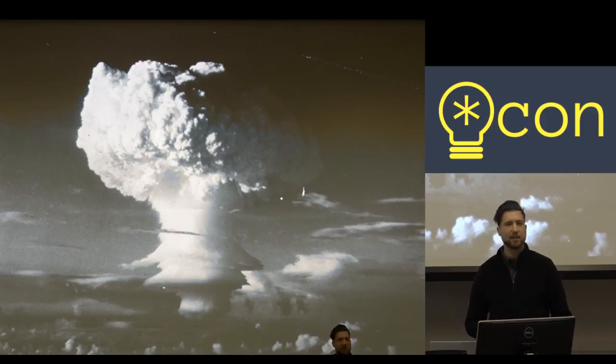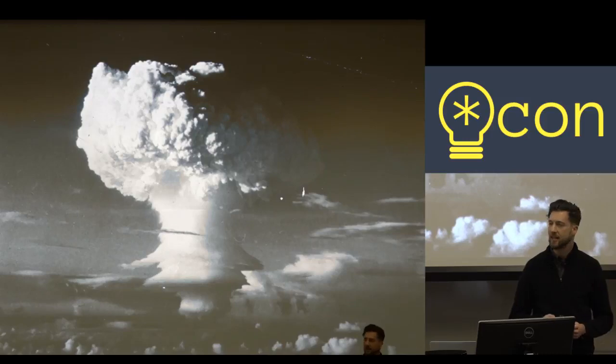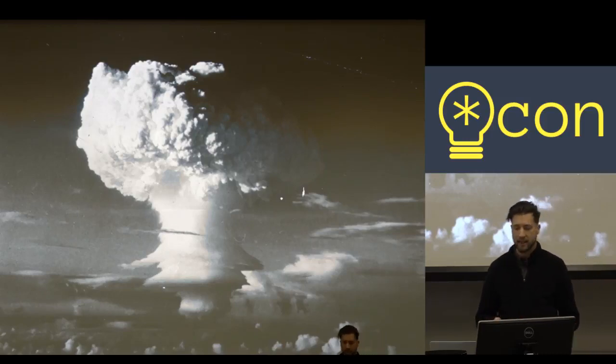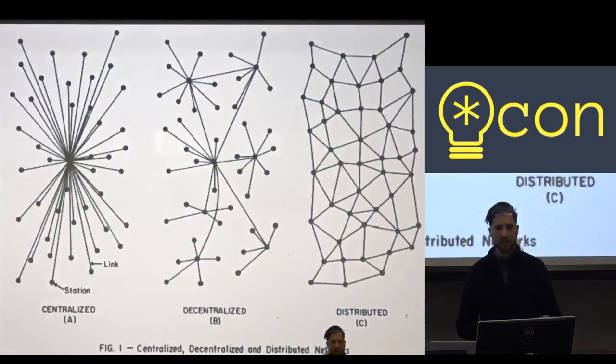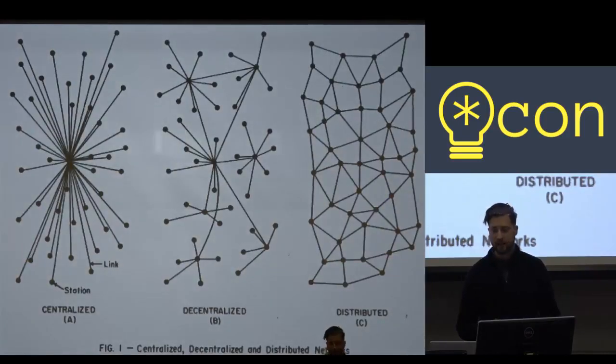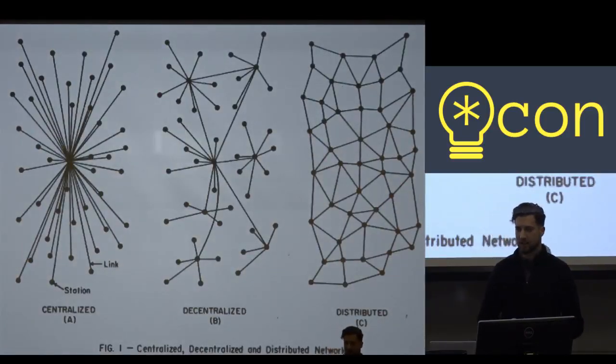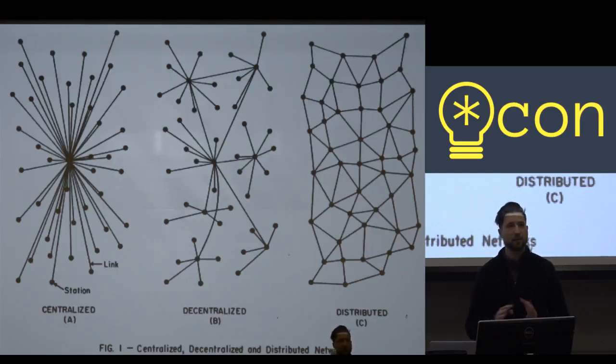But the real goal was to test out something called packet switching. This was a new idea in networking. And traditionally, networks are organized like on the left with centralized services. And the idea was to break down information into little packets so you could move them around the network individually and then reassemble them at the end.